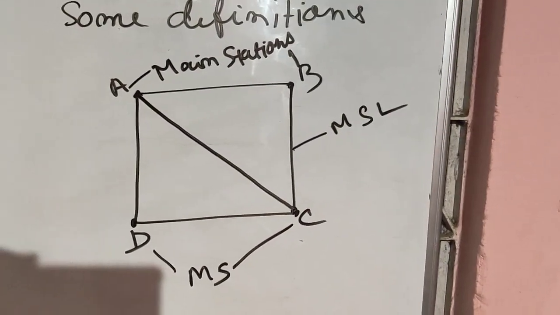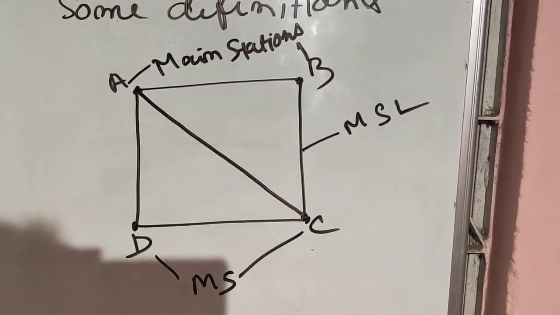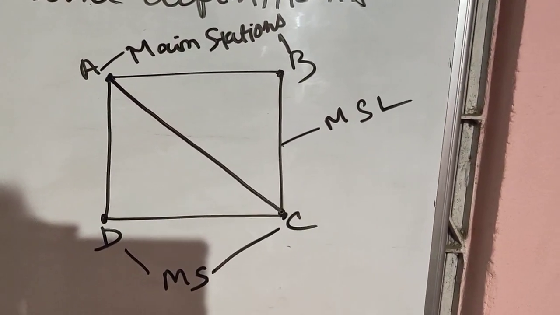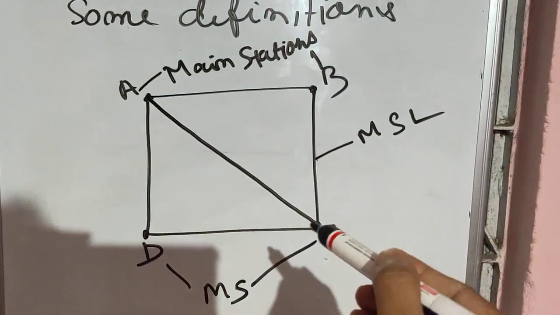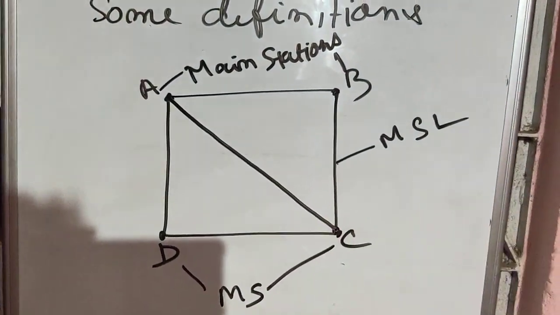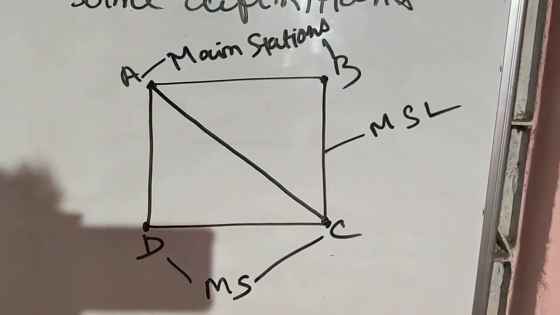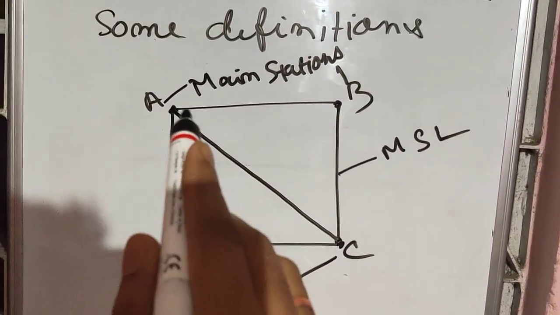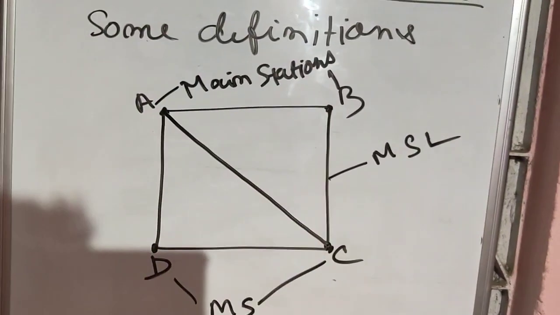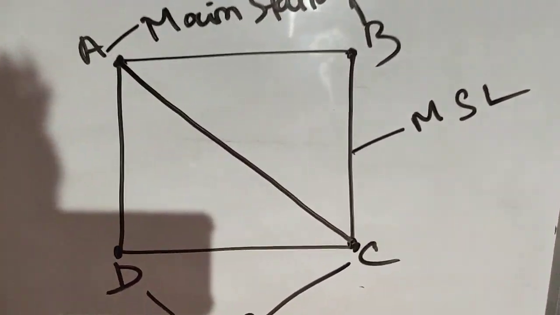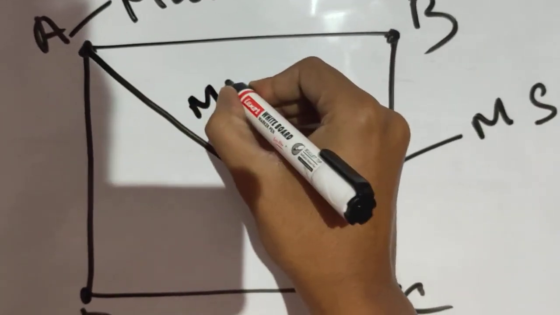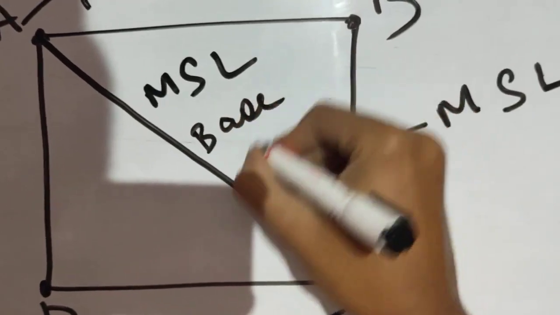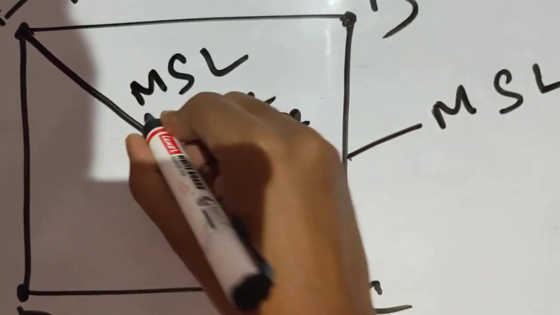Now among all the main survey lines, the longest line is called baseline. AB, BC, CD, DA, these are all main survey lines, MSL, and even AC and BD also. But the longest among all these survey lines is called baseline. If we assume this plot to be a square one, then the diagonal will be the longest one. So AC is an MSL, no doubt. It's a main survey line, but at the same time it can be called baseline, because this is the longest main survey line.